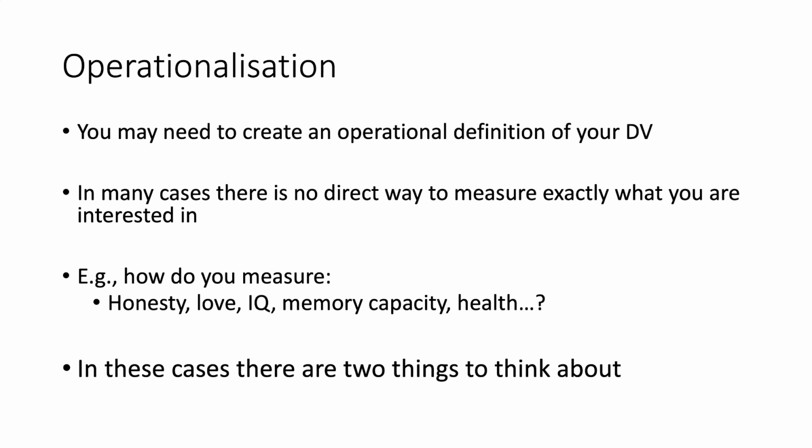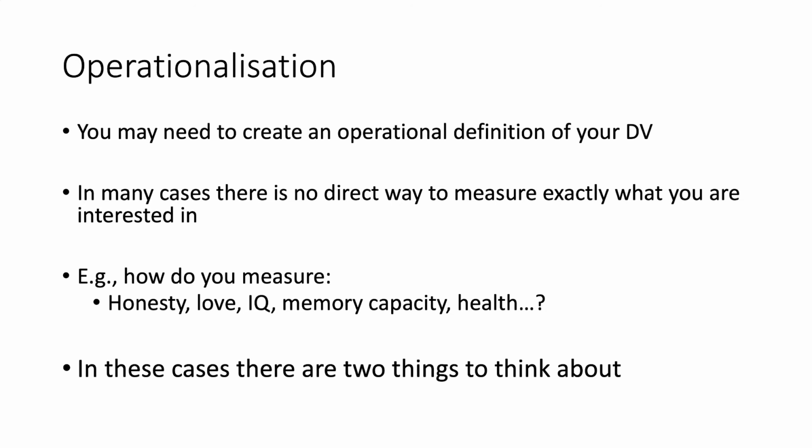There are quite a lot of things that psychologists are interested in that there's not really any direct way to measure. So if you think of things like honesty, love, IQ, memory capacity, health, these are things that can really only be measured indirectly, right? And how well the overlap is between the operationalized variable and the concept is going to be an important consideration, especially in the research that you're reading, if you want to be able to provide your own critical evaluation.